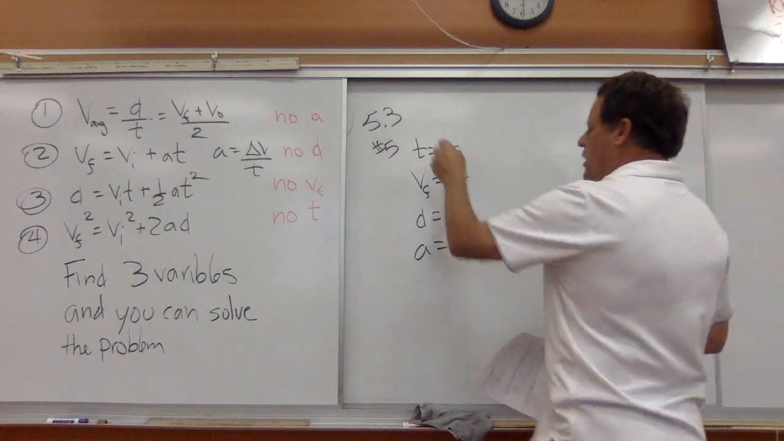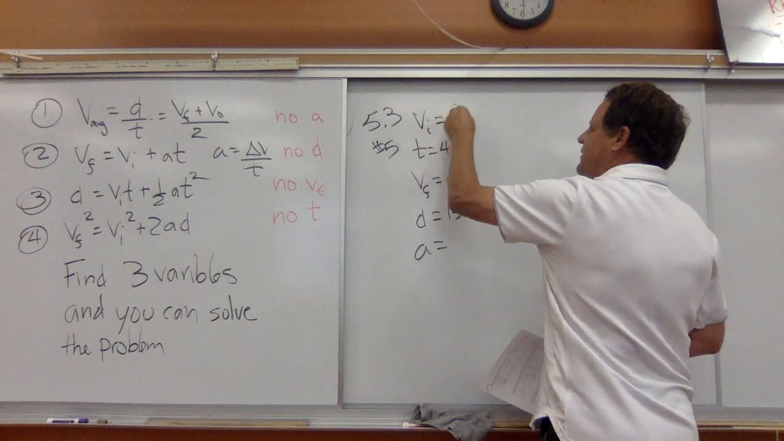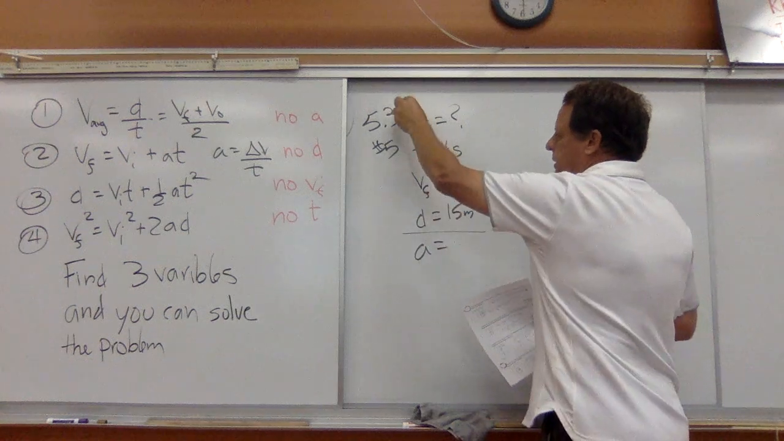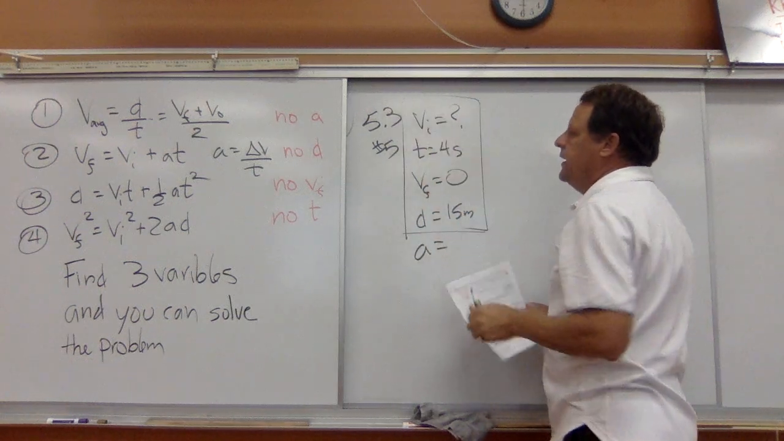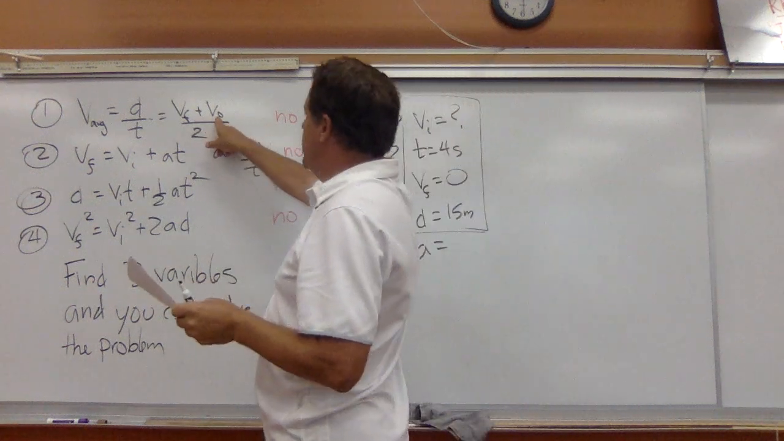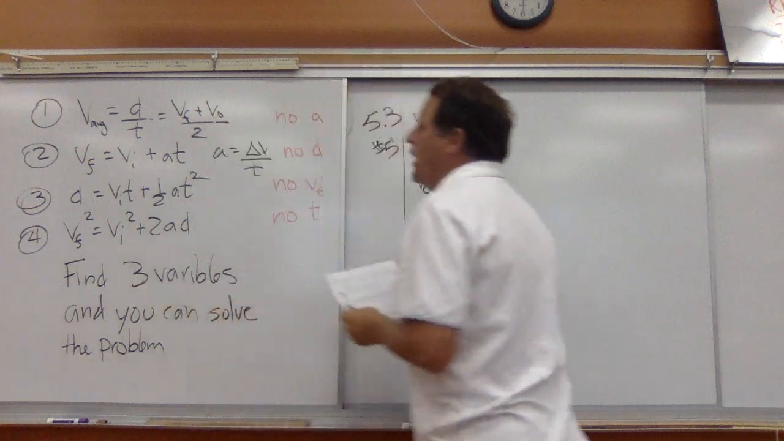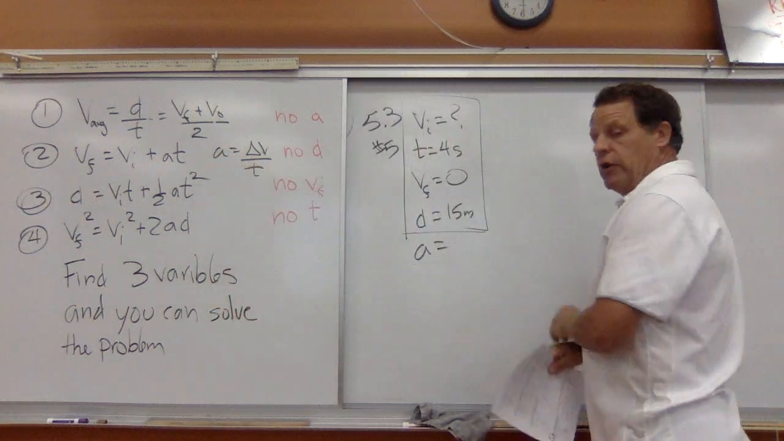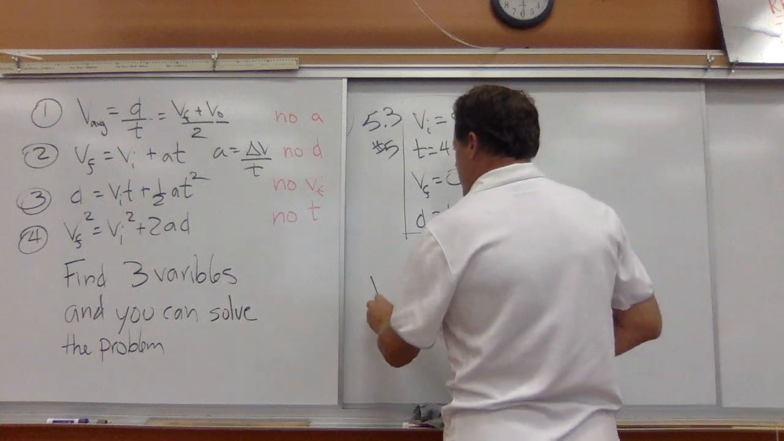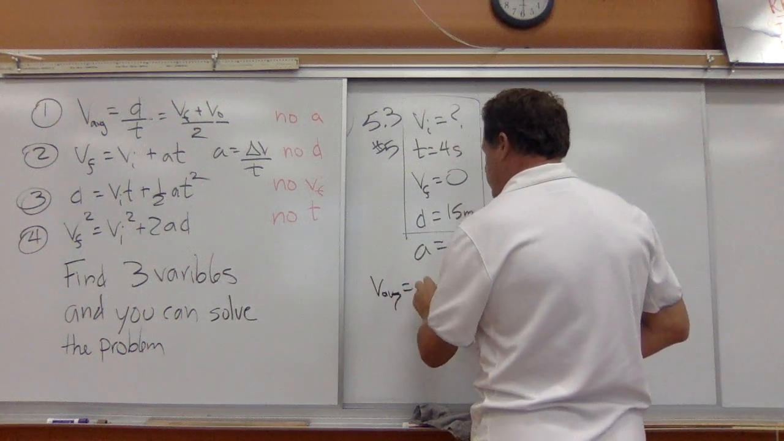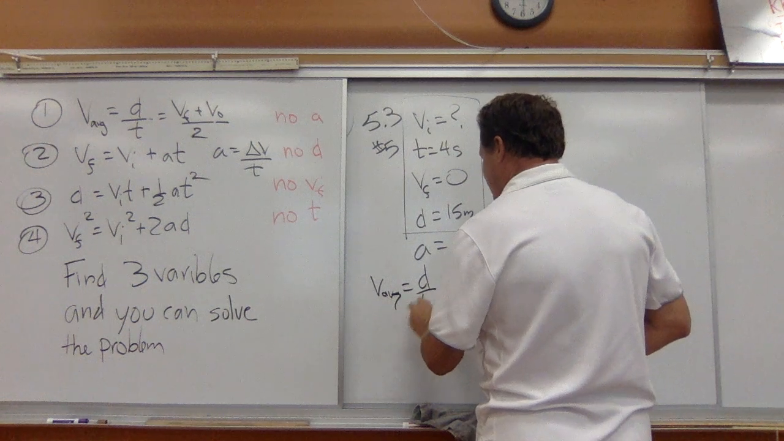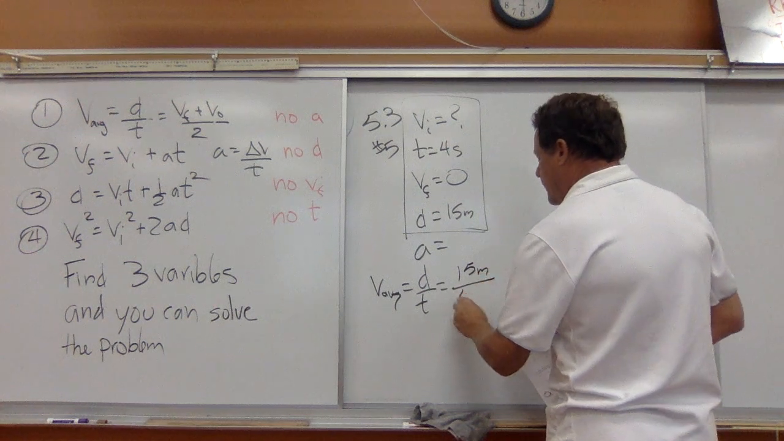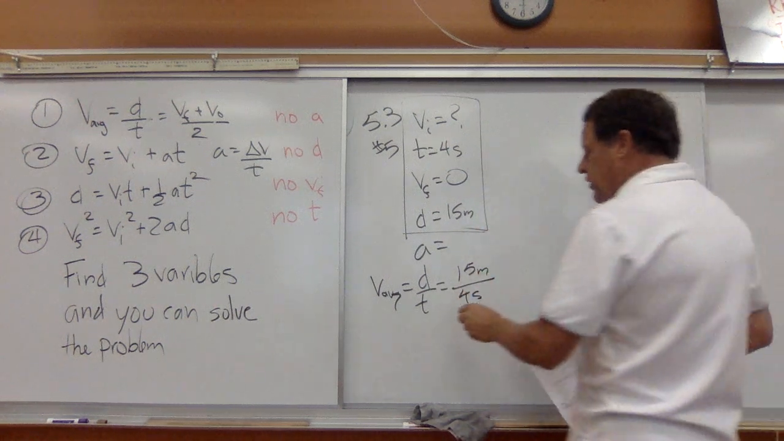Now, we do not know what the initial velocity is, so we're actually going to use this up here. We're going to determine what the initial velocity is, and then we're going to use that in the second equation. So it's kind of like the reverse of what we just did. Now we know that average velocity is going to be displacement over time. So we're going to have 15 meters over 4 seconds, and we do the math there.